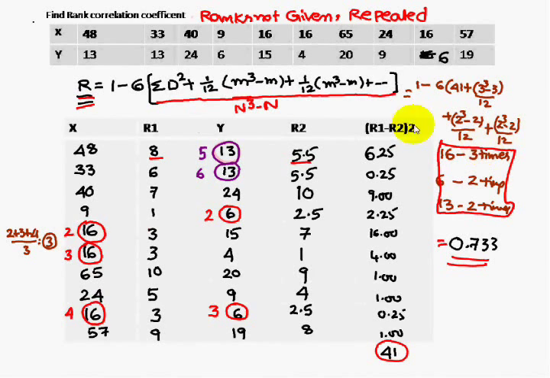So how many values are there? 1, 2, 3, 4, 5, 6, 7, 8, 9, 10. Therefore the denominator is 10 cube minus 10. You get the rank correlation coefficient as 0.733. That means a positive correlation exists between x and y. Okay, thank you.